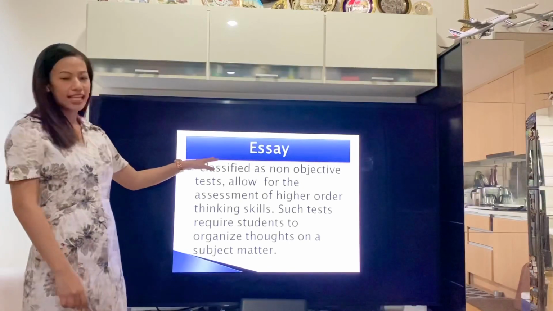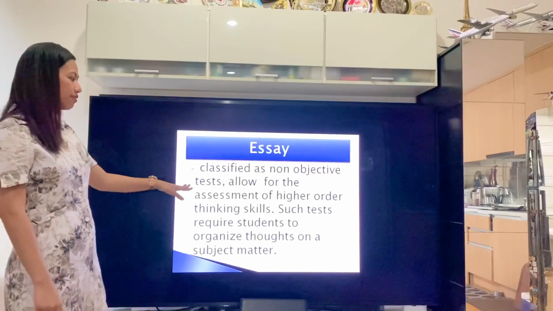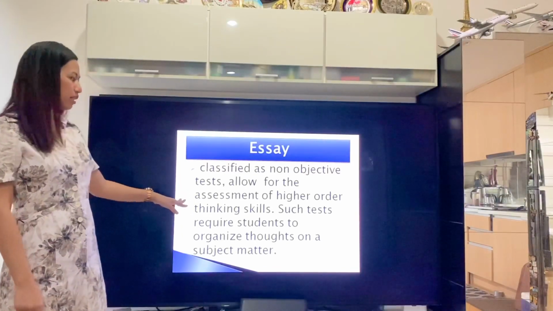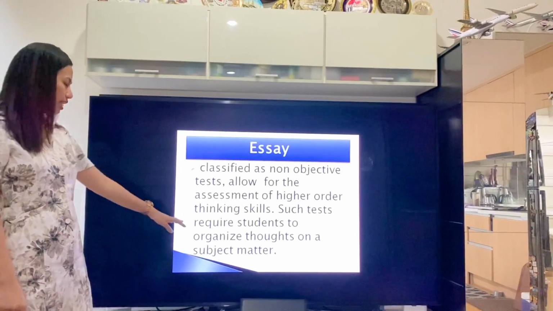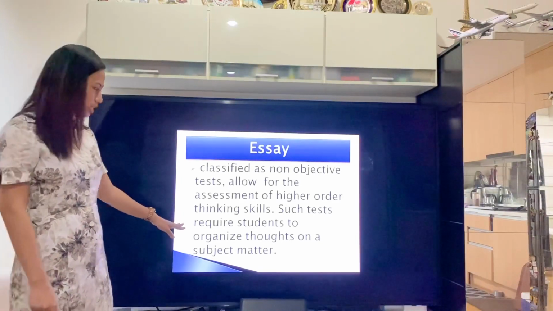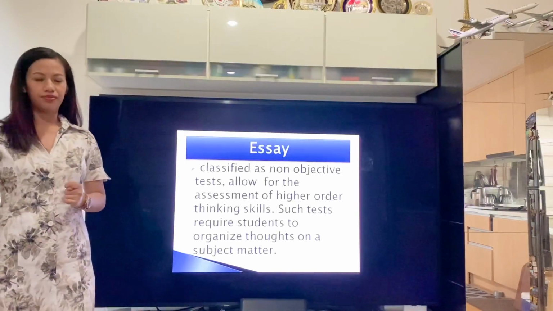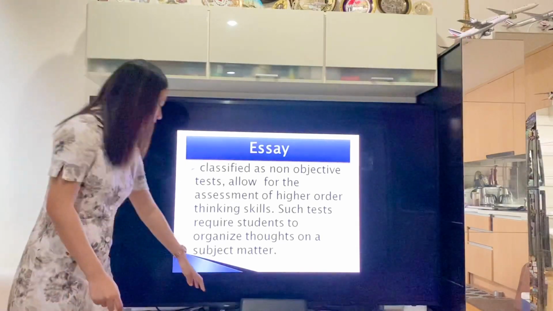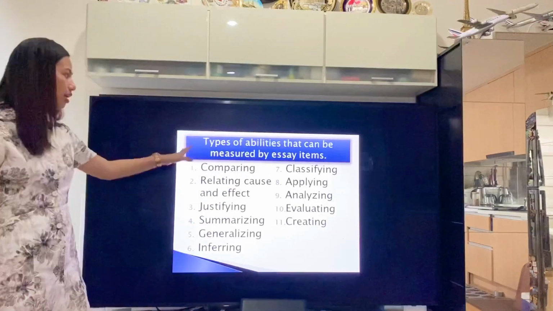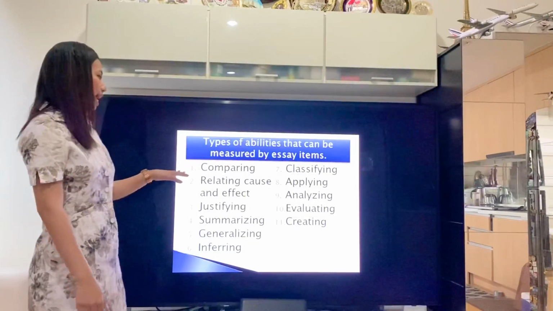Next, essay. Essay is classified as non-objective tests that allow for the assessment of higher order thinking skills. Such tests require students to organize thoughts on a subject matter. So, I know alam niyo naman kung ano yung essay. Next, types of abilities that can be measured by essay items.